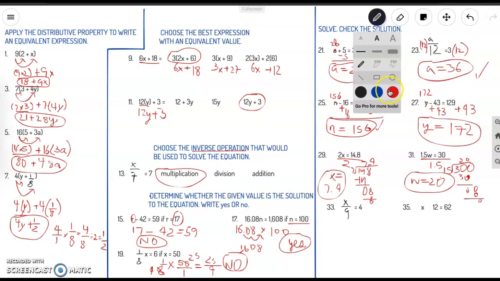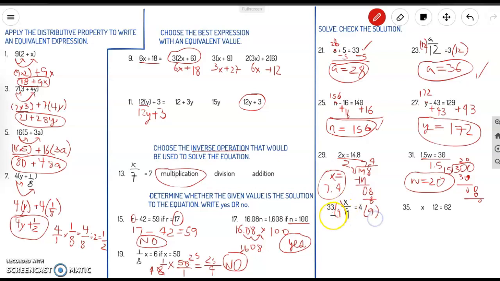Alright, number 33. x over 9, or x divided by 9, equals 4. Inverse operation of divide is multiply, so multiply both sides by 9, yep, cancels that out. x equals, what's 4 times 9? Very good. Let's check. 36 divided by 9 is 4.